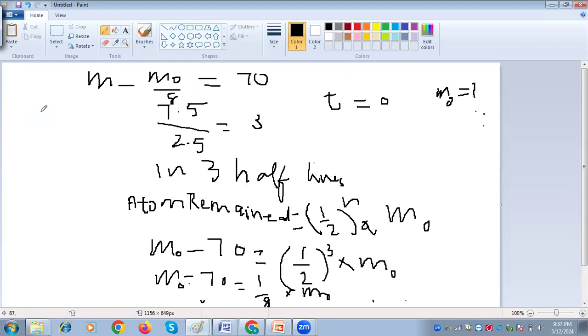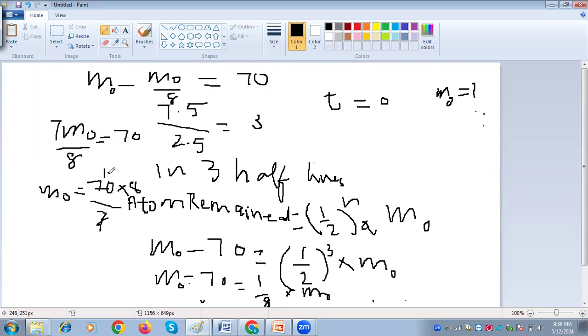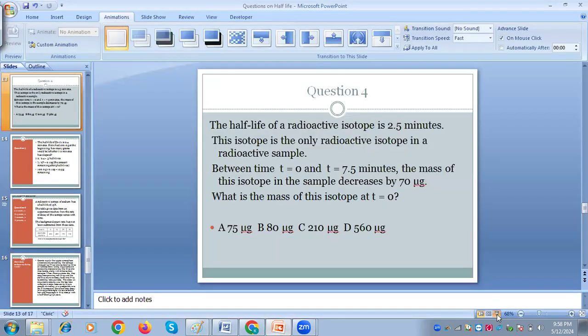Okay, so that is 7 M0 by 8. 8M0 minus M0 divided by 8 is 7M0 by 8, equal to 70. So what is M0? The mass which was initially present at t equals to 0 is 70 into 8 divided by 7. So 7 tens are 70, 80 microgram were initially present. The answer is B.